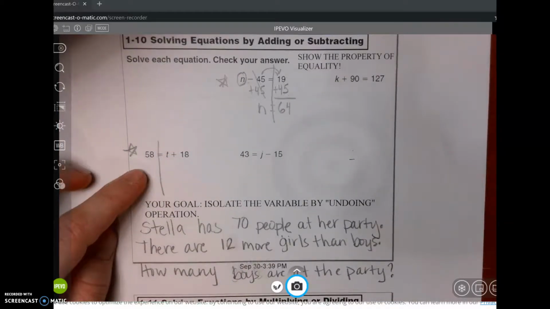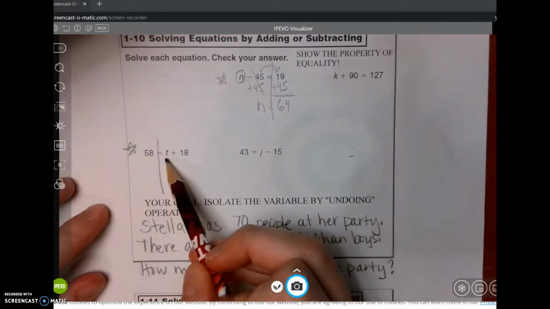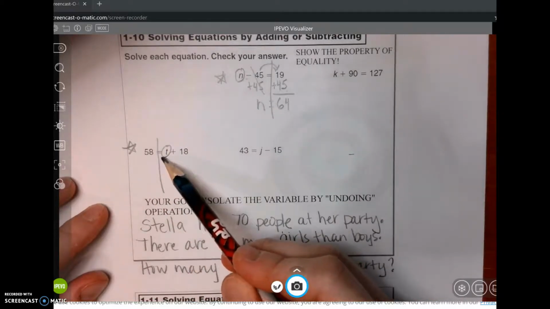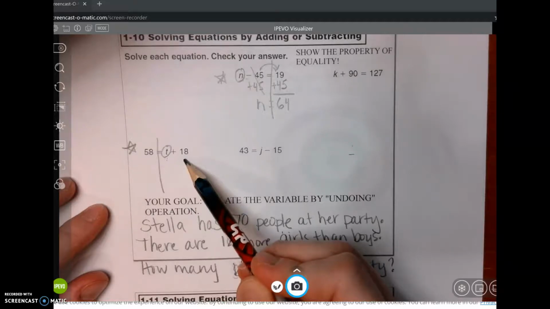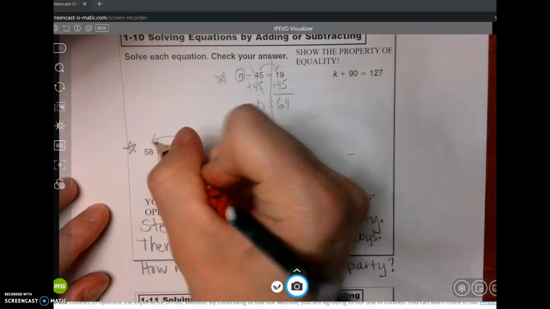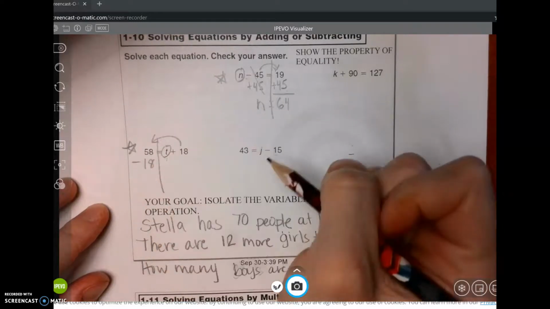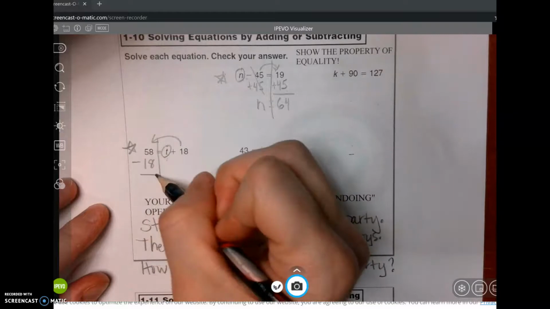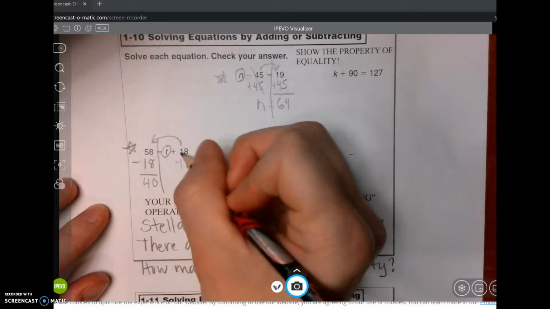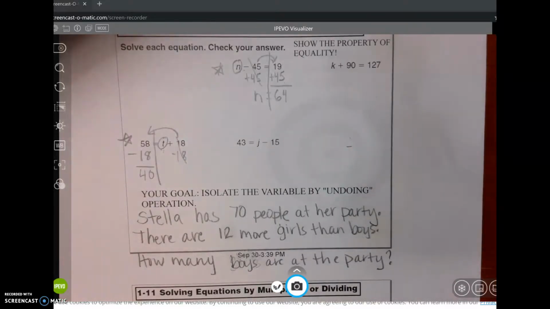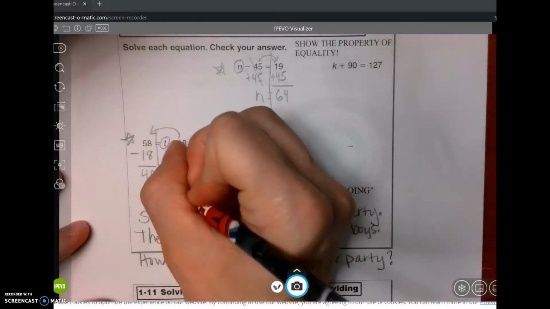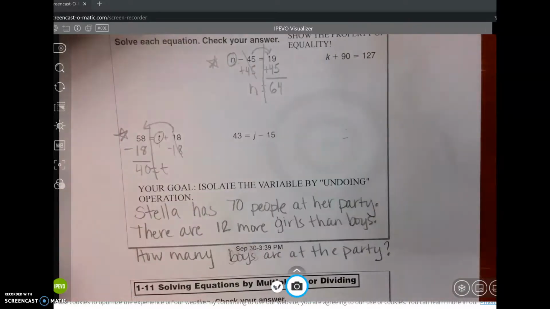Okay, now this next problem says, here's the variable, and I want to get it alone, I want to isolate it, and what happened was we added 18 to t and got 58, so we want to undo that and do the inverse and subtract 18 to figure out what t is. 58 minus 18 is 40, and you do that to both sides just to balance it. So t equals 40. 40 plus 18 is 58.